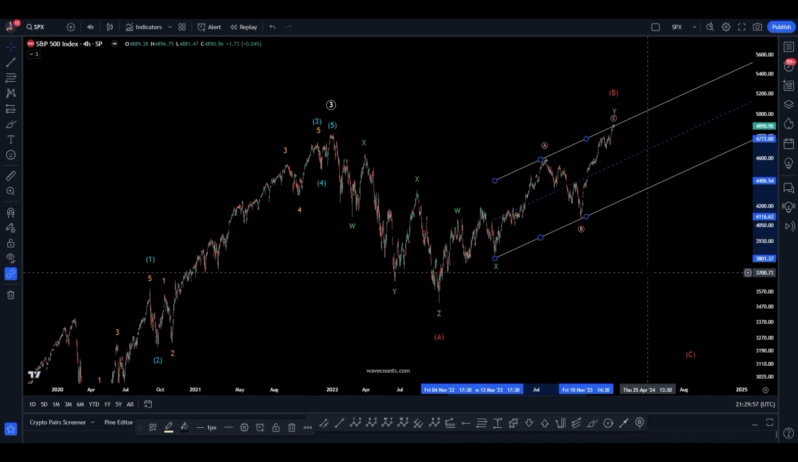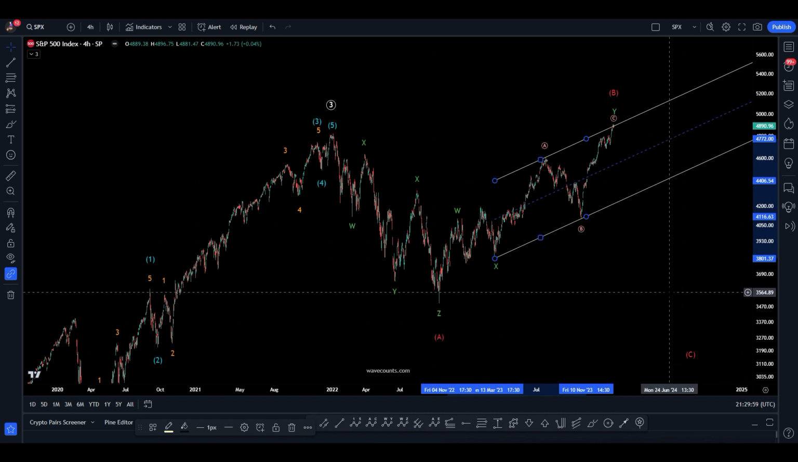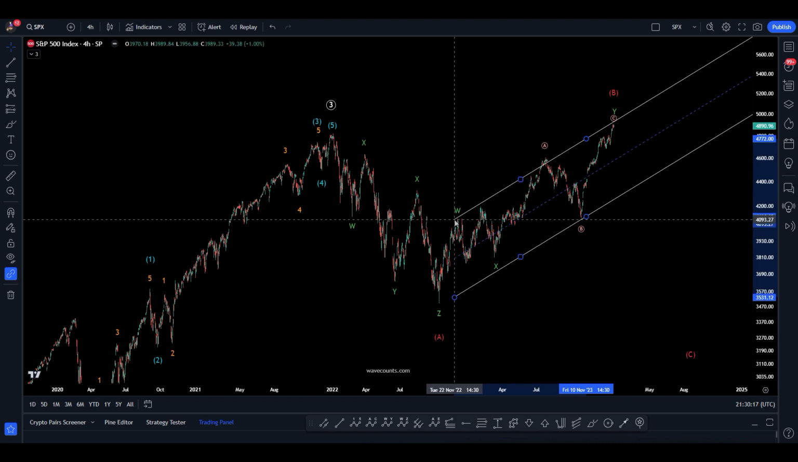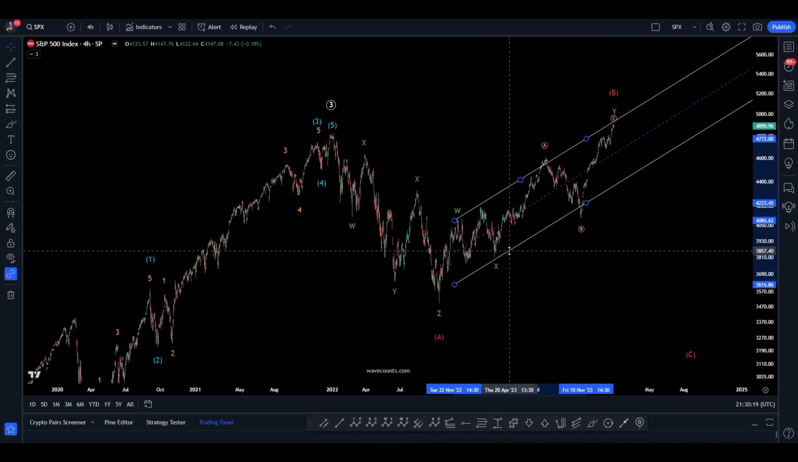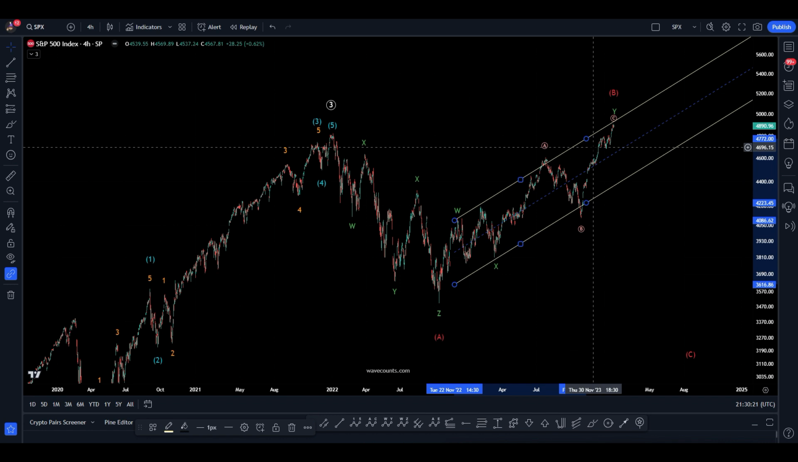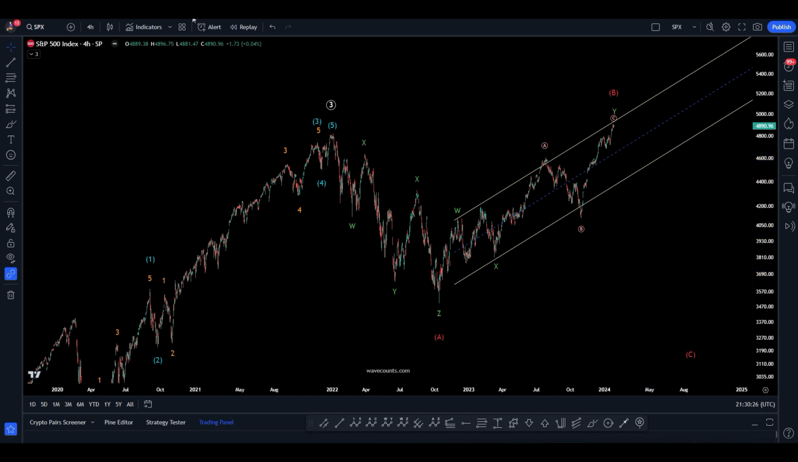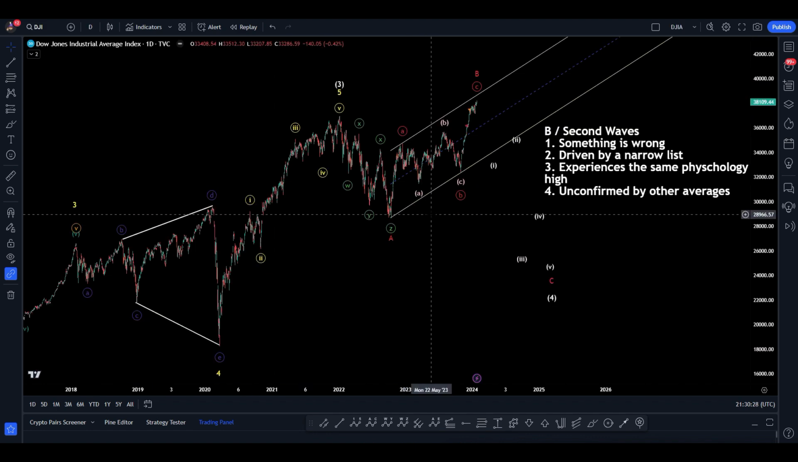Impulse waves are not fully contained within one set of parallel lines. You need 2 sets to contain them. One for the 3-wave move up to wave 3, and another one for the 3-wave move up from 3 to 5. This entire move, in its entirety, is contained by parallel lines. That's the S&P 500. It's the Dow, fully contained by parallel lines.